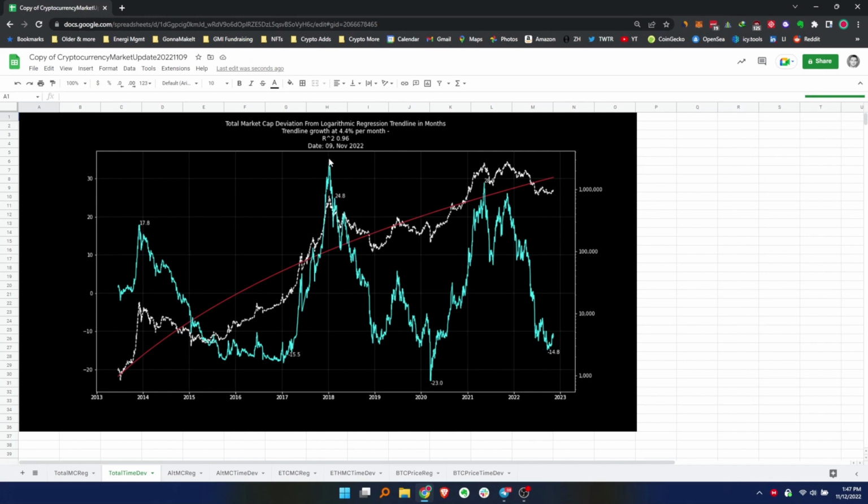But we were over 30 months overvalued here in 2017. That was a crazy overvalued bubble. And now we are currently 14 and a half months undervalued. This is, again, the total market cap of crypto. As we look at some more, we're going to see some interesting things in the other charts. So let's move on to altcoins.